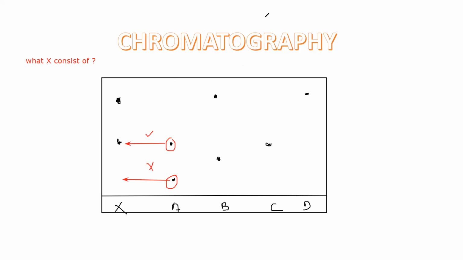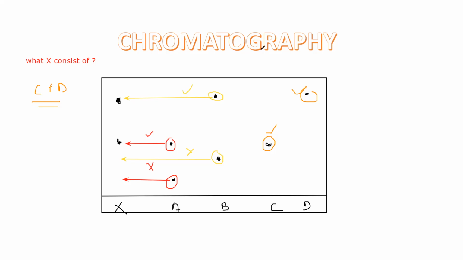When you check for B, one of the spots matches. So that is there. But the second spot is missing. So B is also not there in X. What about C? The C spot matches one of the spots. And what about D? That also matches. So we can say X contains C and D. So X is an impure substance which is a mixture of C and D. Is it clear to everyone, the chromatography technique? We will do more questions next session.